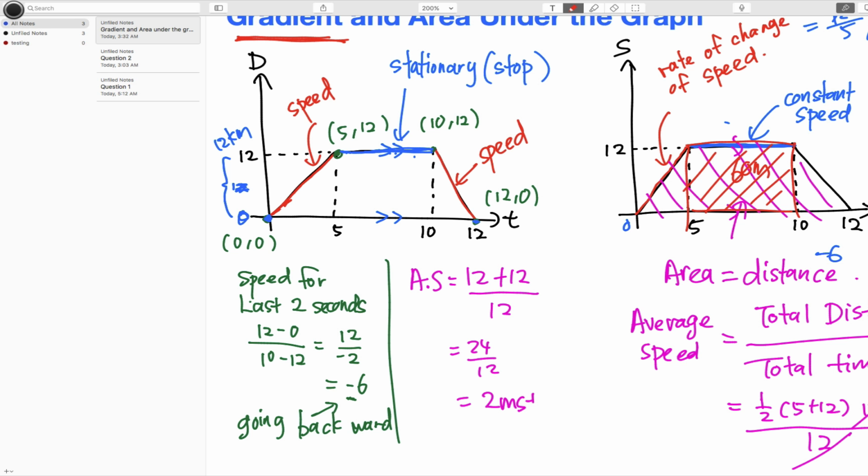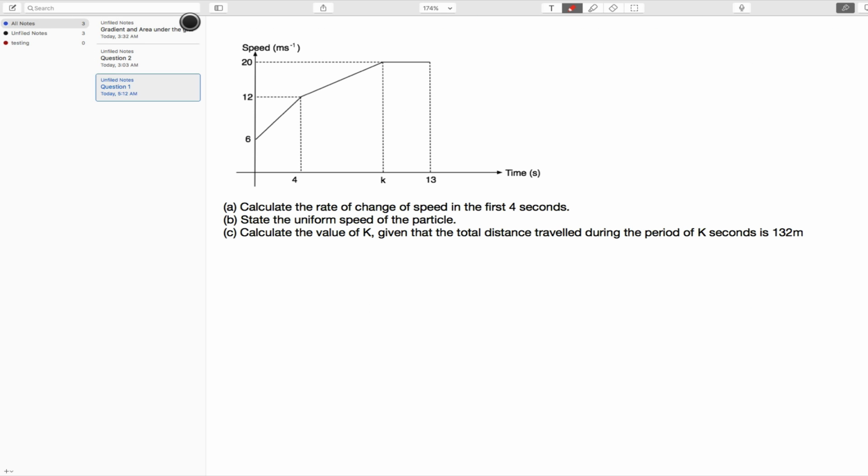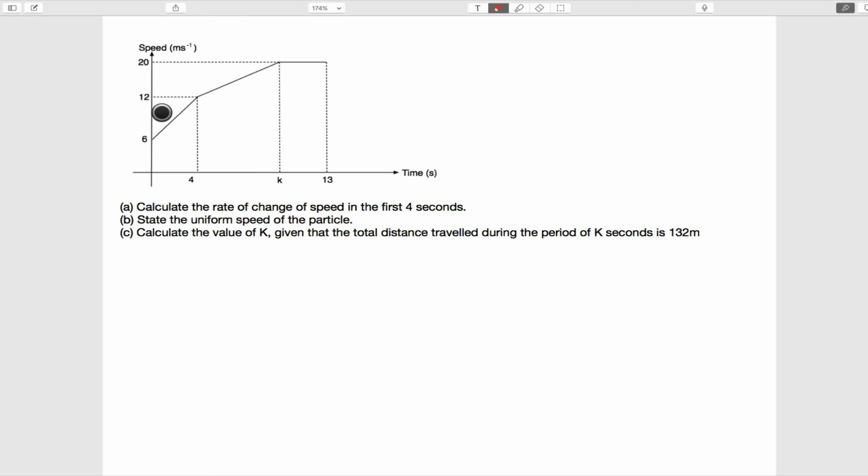So let's have a look at the first question. For this question, you will see this is a speed time graph. Over here is all the units of the speed. You have 6, 12, and 20, and over here it is the time.